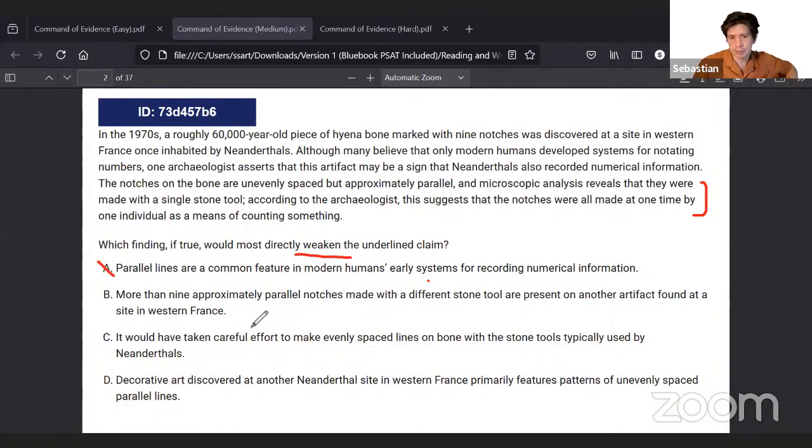B, more than 9 approximately parallel notches made with a different stone tool are present. Again, that doesn't really have anything to do with the counting. It doesn't weaken it. C, it would have taken careful effort to make. Again, maybe it does take careful effort and it's important to do it that way, so that's why they do it. D, decorative art discovered at another Neanderthal site in Western France primarily features patterns. So here it helps because it is decorative art, which means it doesn't have a purpose outside of aesthetics, outside of beauty. So they're not using it to count, they're using it to be beautiful. And if that's the case, that weakens the hypothesis that someone is using it to count. Okay.